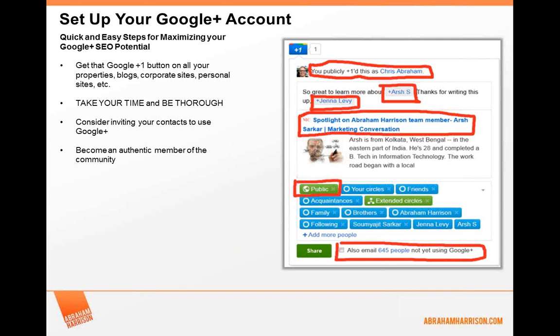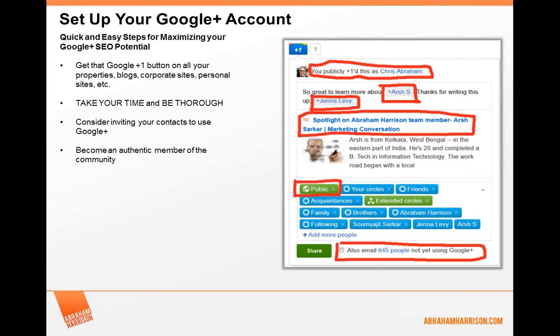So in order to make all of this work and to make sure that other people share, you need to make sure that you integrate with the rest of your properties. I'm sure most of you have integrated a Google Plus One button on all of your properties, blogs, corporate sites, personal sites, etc. But you really need to do that so that you don't have to be the only person sharing your content. It's much more successful if you enable people as easily as possible to share your content for you.